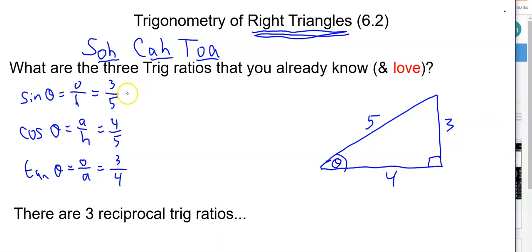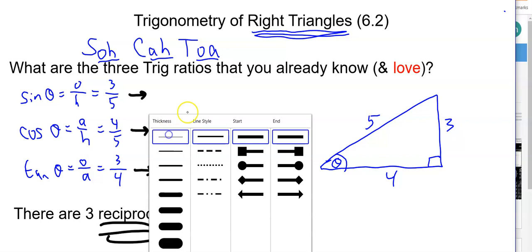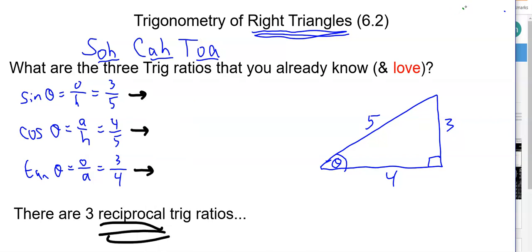Now let's talk about the reciprocals of each one of these. So these are the reciprocal trig ratios. There are 3 reciprocal trig ratios. And I'm going to write them in the order that they are. They are the reciprocal of sine. So this is going to be cosecant. CSC, cosecant of theta, and reciprocal means you flip it. So it would be H over O, or in this case, 5 over 3.